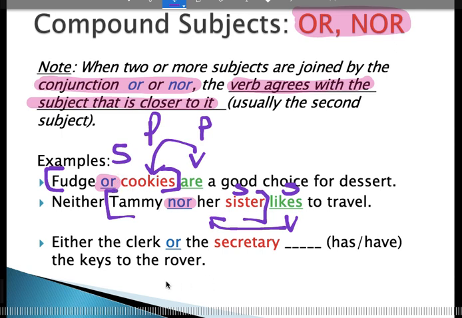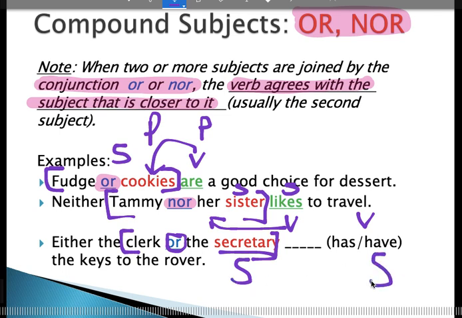So last example, either the clerk or the secretary has or have the keys to the rover. So here's our verb. Our subject would be the clerk or the secretary. Who has or have? Well, the clerk or the secretary. We have the word or. So because of that, we are only looking at the subject closest to the verb. In this case, that is the word secretary. Secretary is singular. We're only talking about one person. So we need a singular verb.